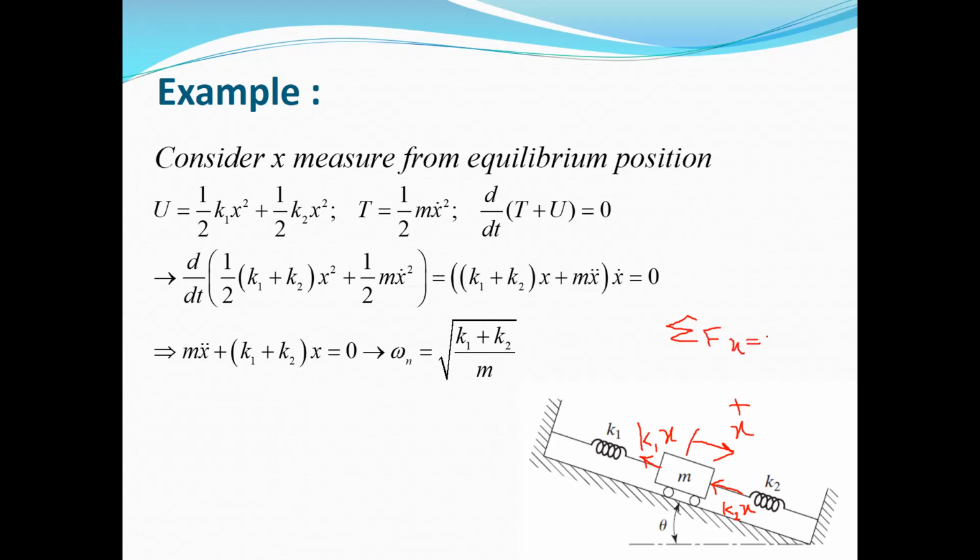The summation of the force must be equal to the mass times the acceleration, which for this system is x double dot. The summation of the force here is equal to minus K1x and minus K2x, which is equal to mx double dot. So this is the equation of motion using Newton's second law.